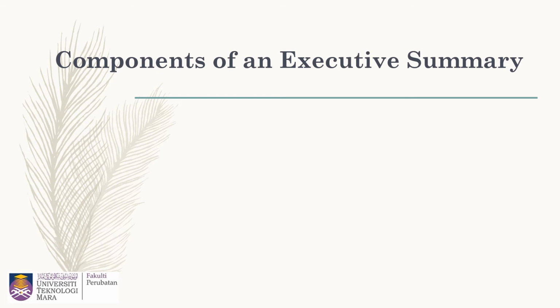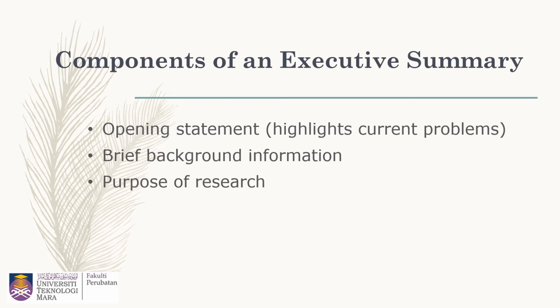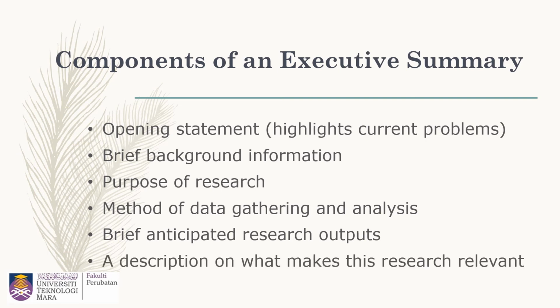Although the format may vary, the main contents of an executive summary would most likely include the following: an opening statement, which highlights your current problems, a brief background information, the purpose of the research, which are your objectives, the method of data gathering and analysis, your brief anticipated research outputs, and a description of what makes this research relevant.